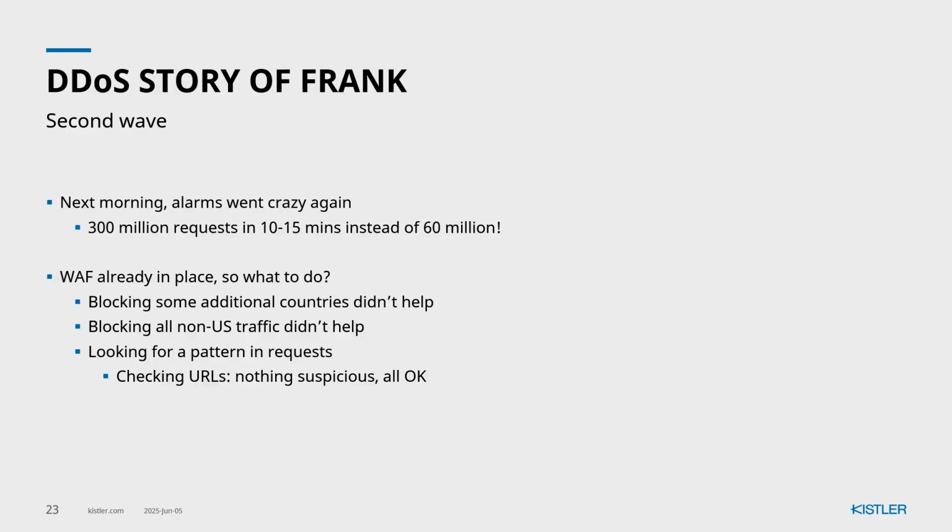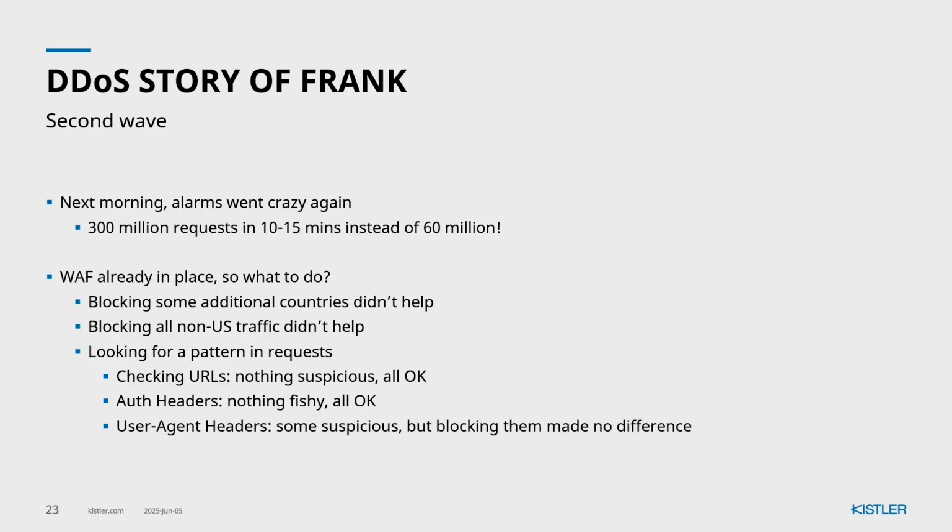So he had to go out and find a pattern in the requests, like checking URLs, but nothing suspicious. He had to check authentication headers. Still nothing fishy. So he was really actively looking for the one factor which distinguishes the malicious traffic from the legitimate traffic. Even user agent headers made really no difference. The only thing he noticed is a usual header, the connection header, which was set to keep-alive, which was not typical for the official application.